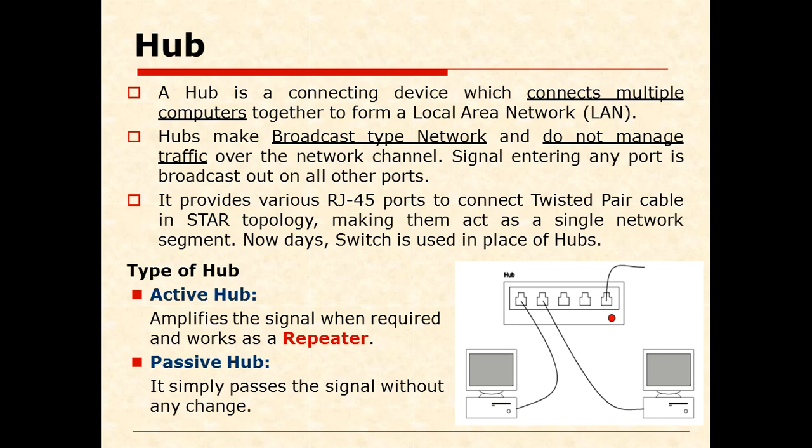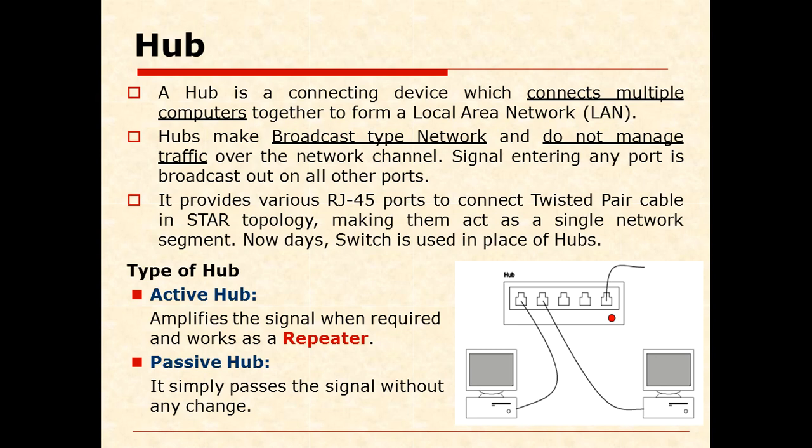What is star topology? Star topology has a central controller. What's that? A networking device. Here which one is a networking device? Hub. That's why this one is called a star topology. Star topology has a central controller, it will manage your network systems. Nowadays switch is used in place of hubs. Compared to hubs, switch is better. That's why switch is used in place of hubs.